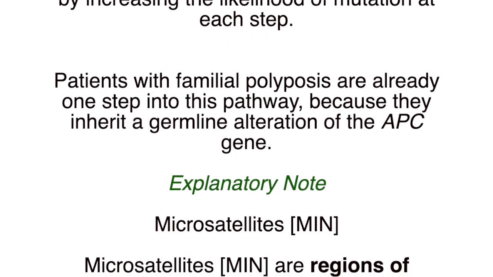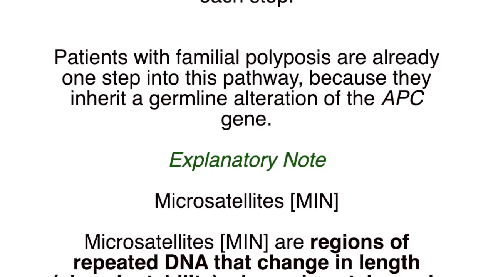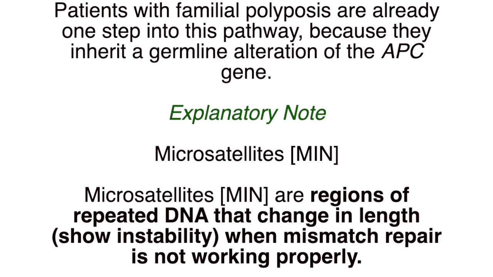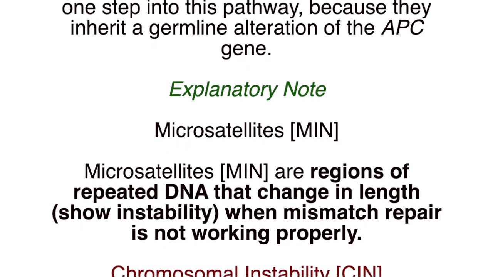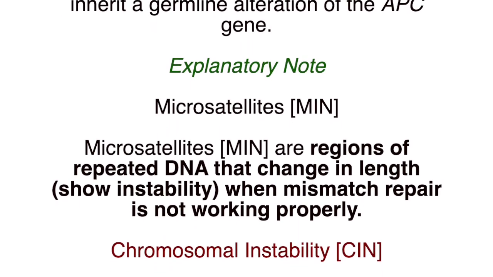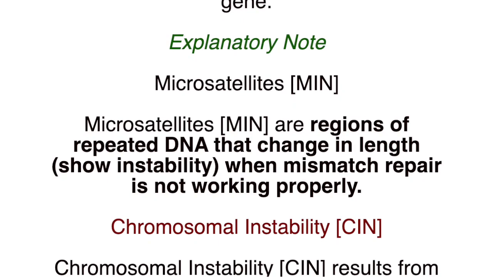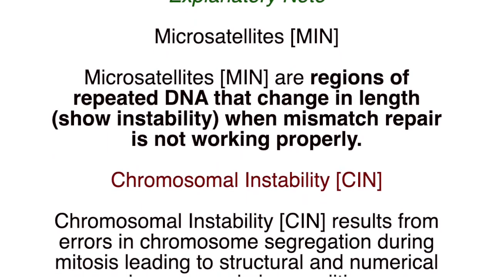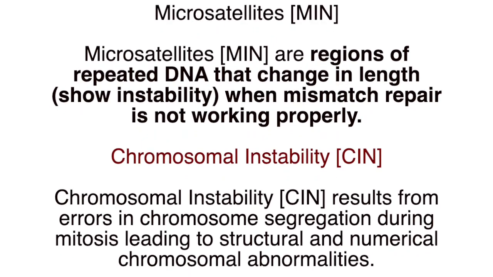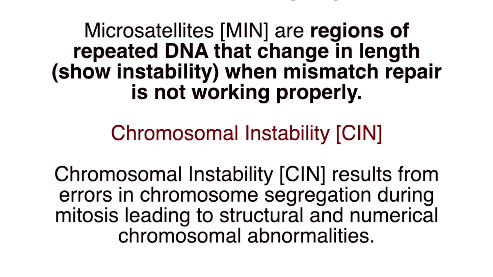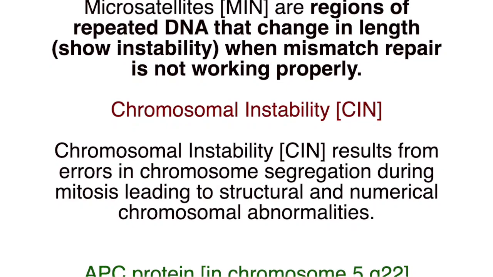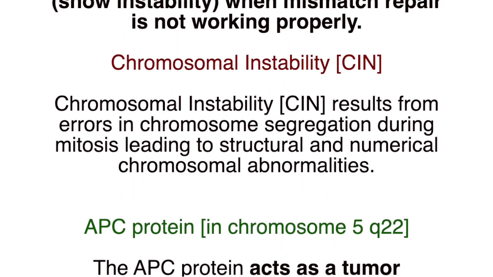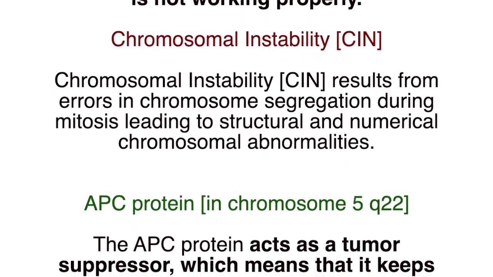Explanatory note. Microsatellite instability, that means MIN. These are regions of repeated DNA that change in length, showing instability when mismatch repair is not working properly. Chromosomal instability, that is CIN. This results from errors in chromosome segregation during mitosis, leading to structural and numerical chromosomal abnormalities.